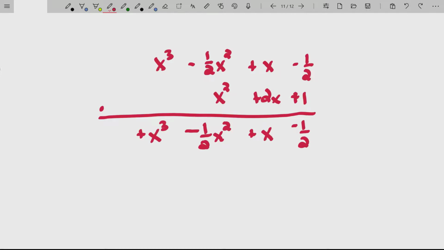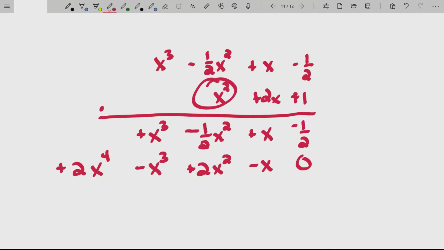And we say 2x times a negative 1/2 is a negative x. Notice how I have a placeholder in a way, right? 2x times x is a positive 2x squared. 2x times a negative 1/2 x squared is a negative x cubed. And 2x times x cubed is a positive 2x to the 4th.